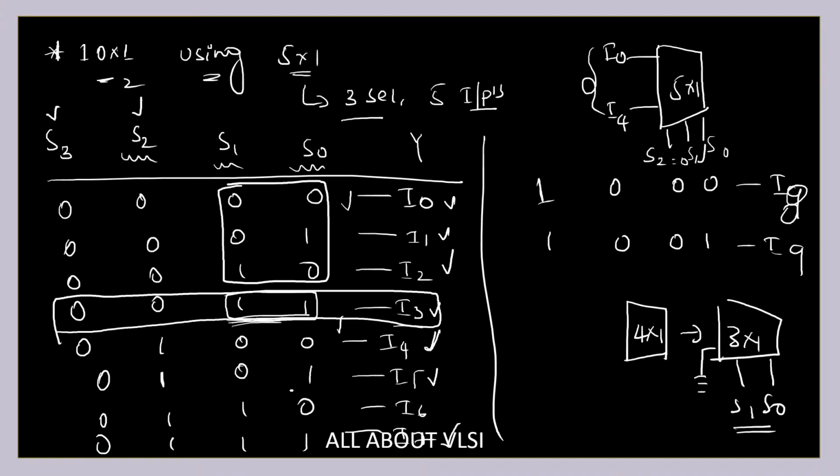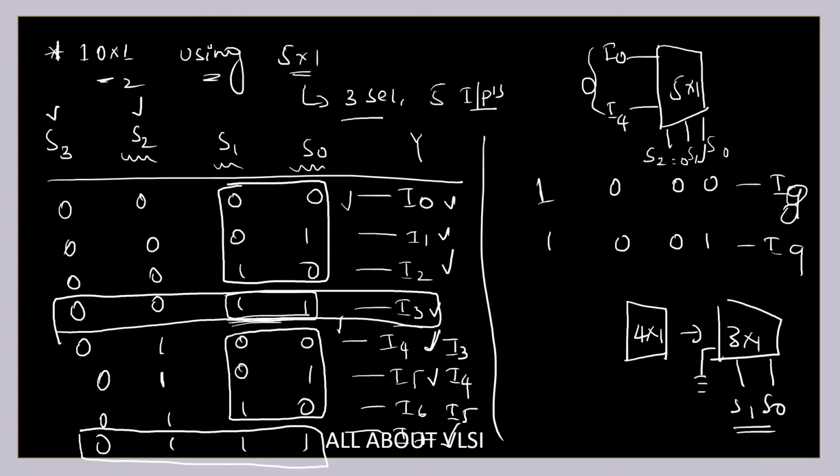And what else you have? Again, you can start from here 0, 0, 0, 1, 1, 0, and you can have I3 present over here, I4 and I5. Again, you should skip this particular combination because it cannot be implemented using a 3 cross 1 mux. And one more combination is 1, 0, 1, 0. Here, this will be connected with I6, this with I7 and this with I8. So like this we are going to consider.